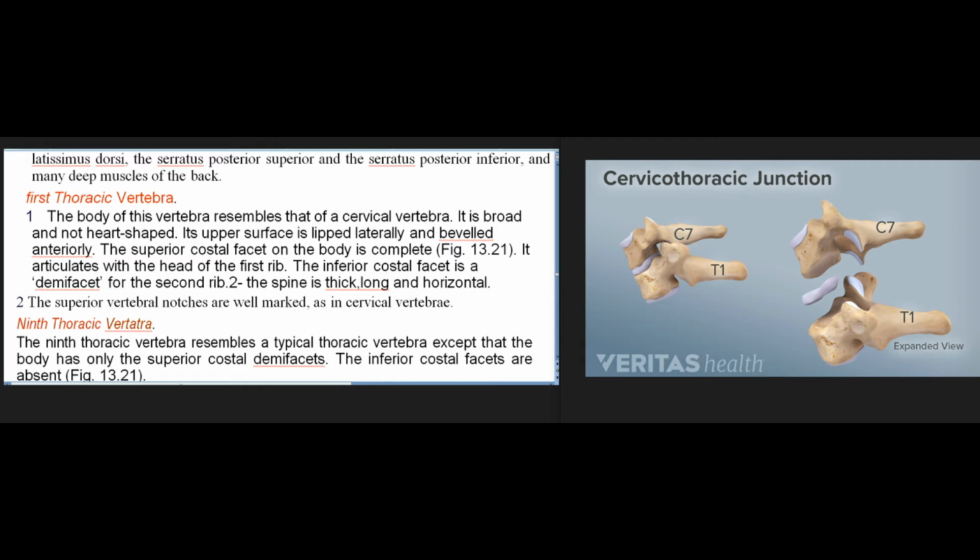First thoracic vertebra. 1. The body of this vertebra resembles that of a cervical vertebra. It is broad and not heart-shaped. Its upper surface is lipped laterally and beveled anteriorly. The superior costal facet on the body is complete, Fig 13.21. It articulates with the head of the first rib. The inferior costal facet is a demifacet for the second rib.